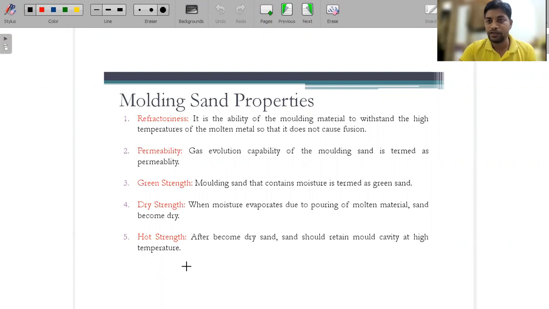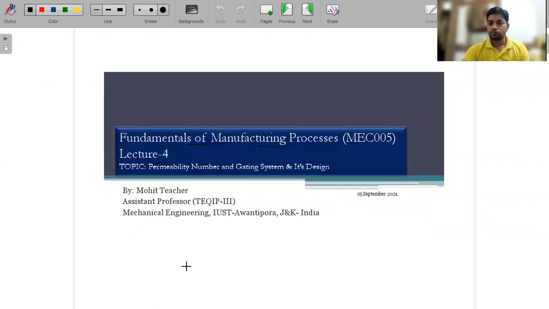So that is what we discussed in the last lecture. One more thing related to molding sand is the permeability number, which we are going to discuss today. Then we will start our main topic, the gating system and its design. If you have any doubt from the last lecture, you can ask me. I'm giving you just 1 minute, otherwise we'll start with the permeability number.